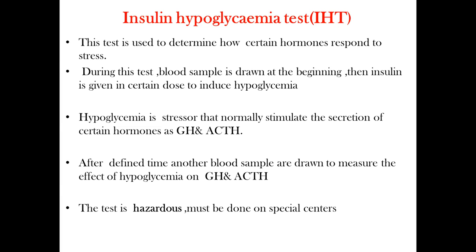Then after that I give him a calculated dose of insulin according to his body weight, وأتأكد إنه صار عنده hypoglycemia after a defined period of time تكون محددة حسب بروتوكول محدد. أرجع مرة ثانية أقيس level of the growth hormone and ACTH. المفروض الانسولين induced hypoglycemia تزيد level of growth hormone and ACTH. If it doesn't increase after this test, it means that I have a defect in the level of this hormone, and I will search for the site of the defect.